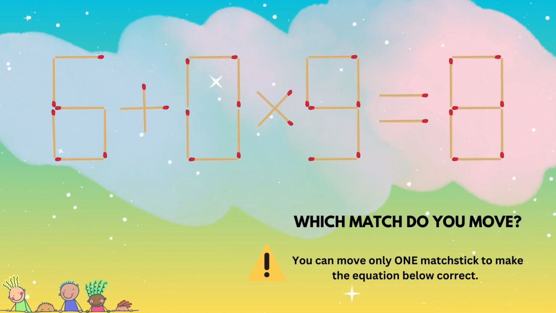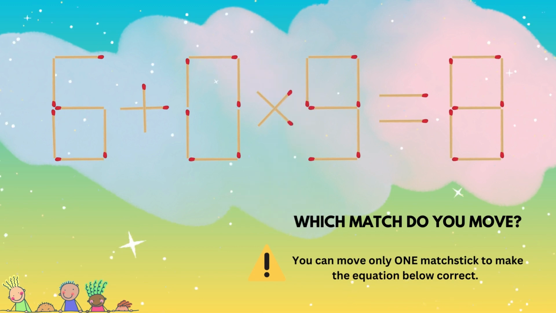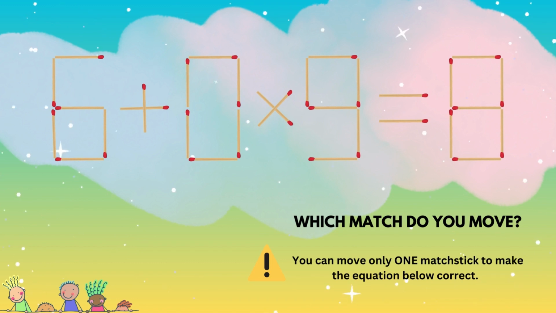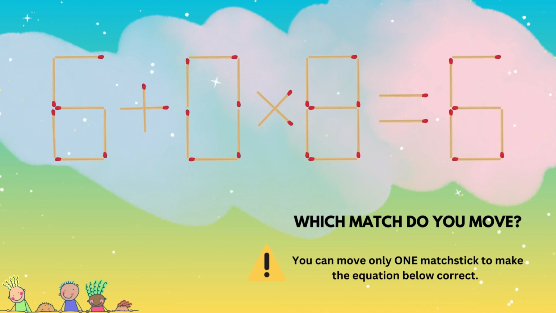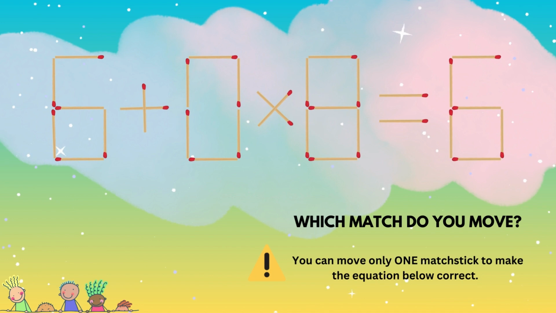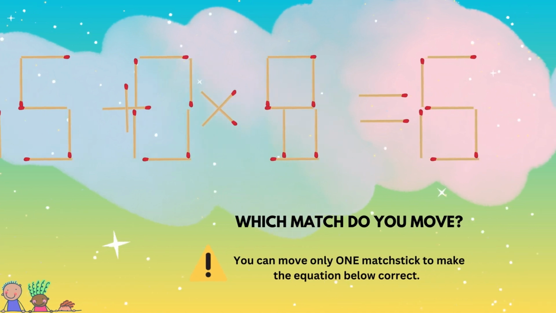The answer is quite simple, really, and you've got a few options here. The first possibility is to move the top right matchstick from the 8 and shift it to the 9 and make the 9 an 8. The 8 now becomes a 6, and your equation will read 6 plus 0 times 8 equals 6. Anything multiplied by 0 is 0, so our equation is now correct.